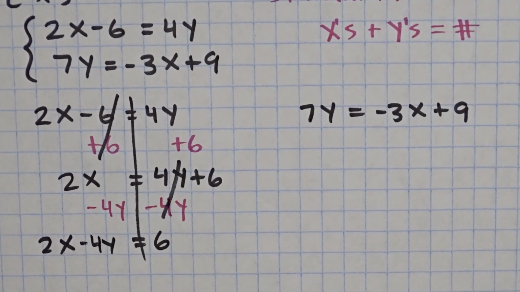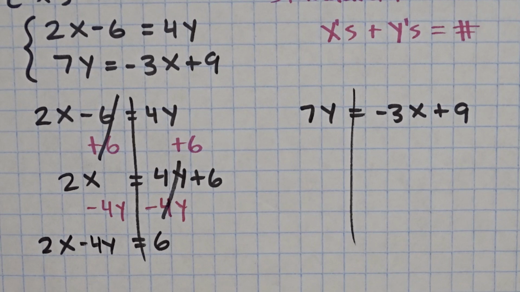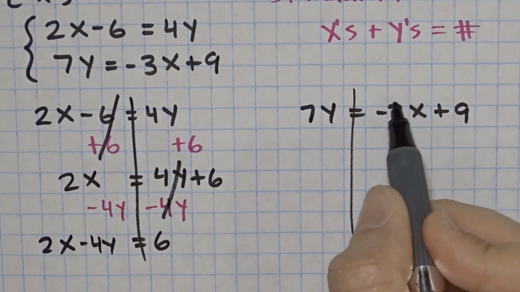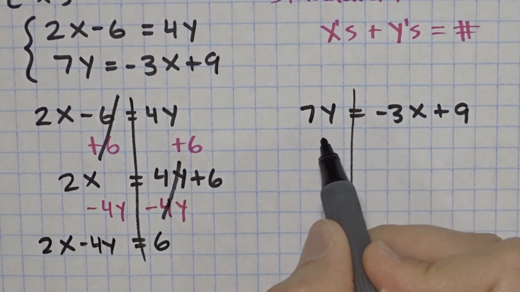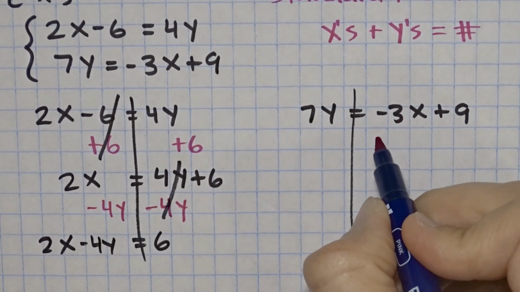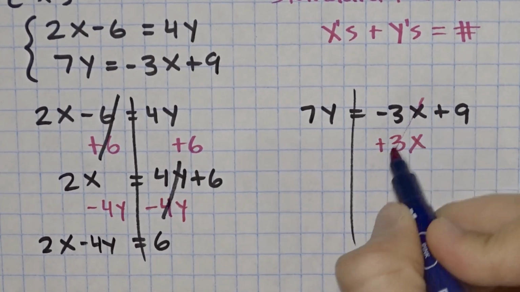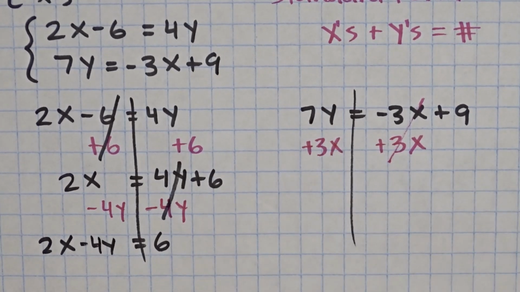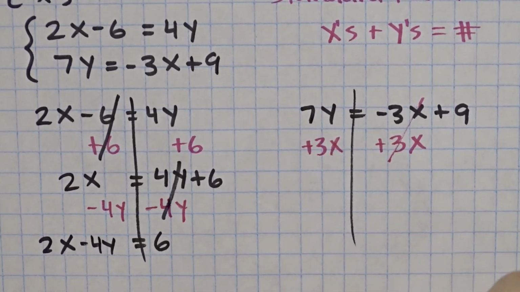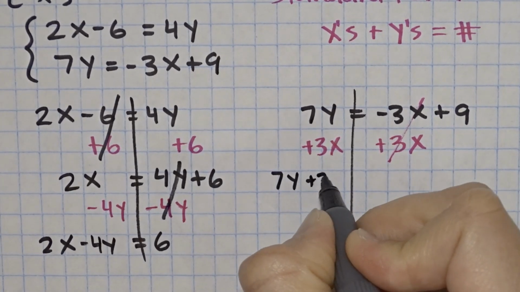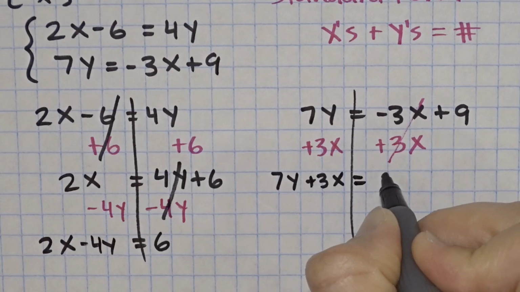Now let's fix the right one. I'm supposed to only have 9 over here because that's the number term, but this x term should be on this side. X's and y's on the left. So all I got to do for that one is take this 3x to the other side by getting rid of it over here and adding it over here. And now my equation is going to be, squeeze it in here, 7y plus 3x equals 9.